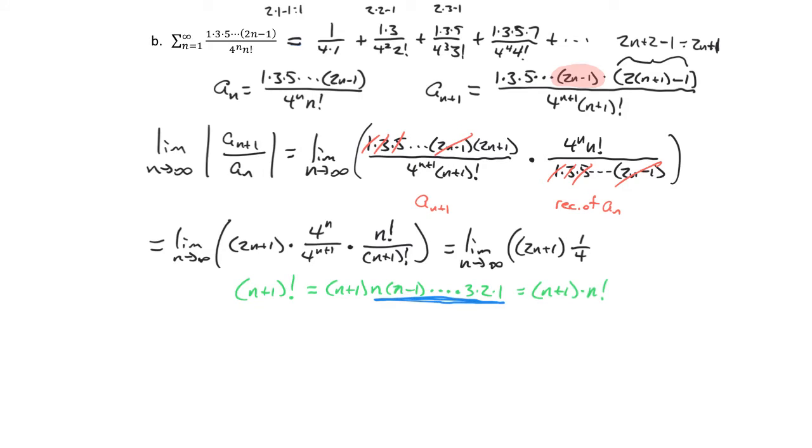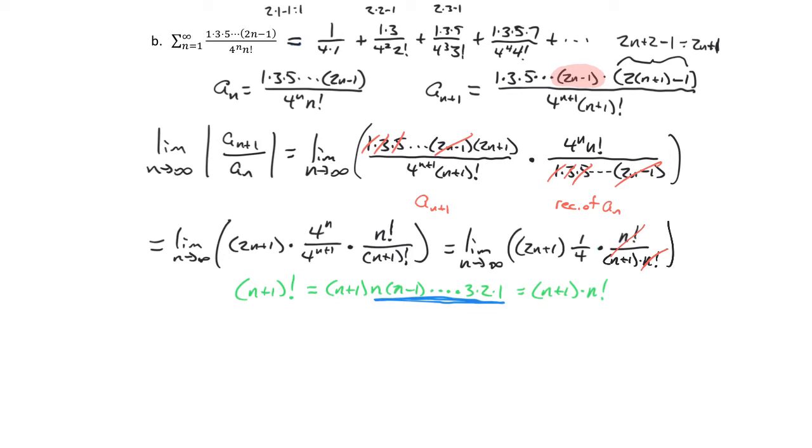Okay? N plus 1 factorial is the same as n plus 1 times n factorial. So let's go ahead and play with that. Let's put that in. So I have, we're going to multiply by n factorial. In the denominator, the n plus 1 factorial becomes n plus 1 times n factorial. Now those factorials will reduce, and we can let n go to infinity.